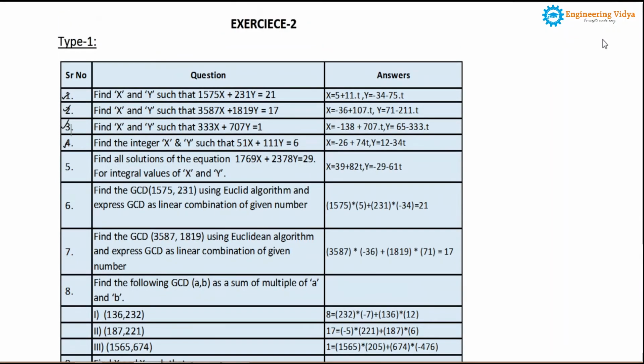Hello everyone, welcome to this lecture, and in this lecture we'll continue again with Diophantine equations. In Diophantine equations we have already solved sum number 1, sum number 2, sum number 3 and sum number 4. Sum number 4 was a little bit different as compared to 1 to 3, and we'll solve the same kind of problem again.